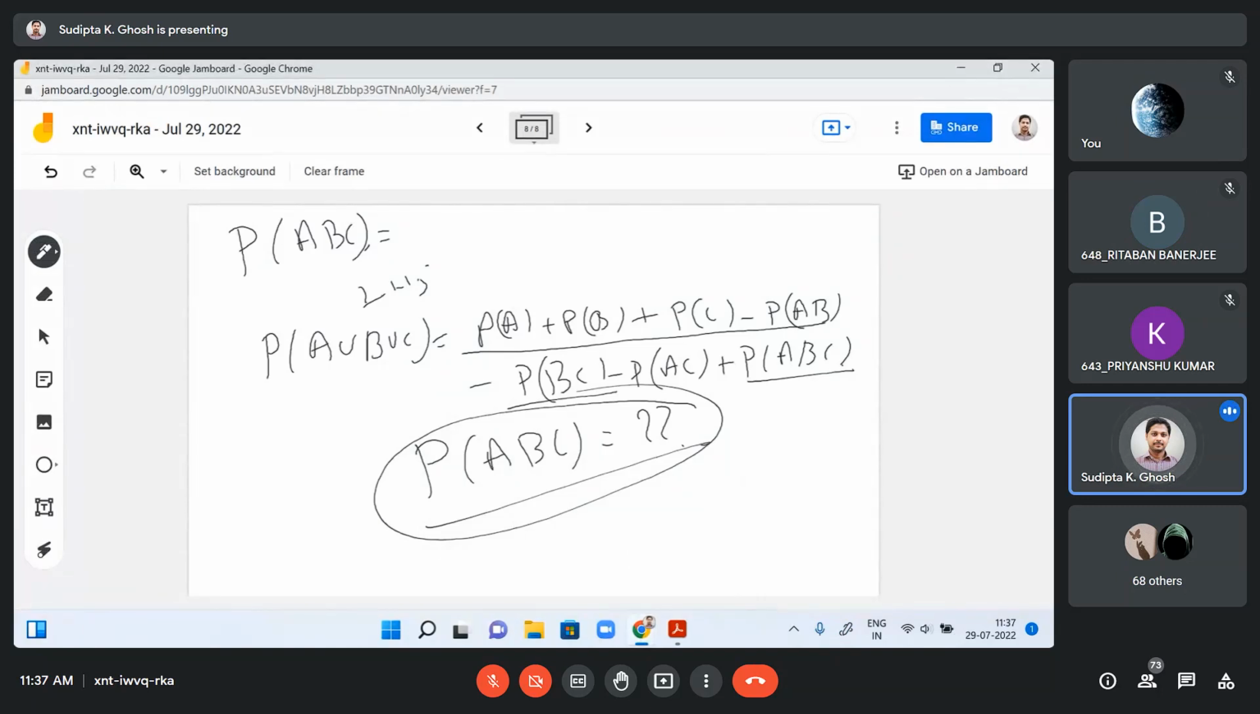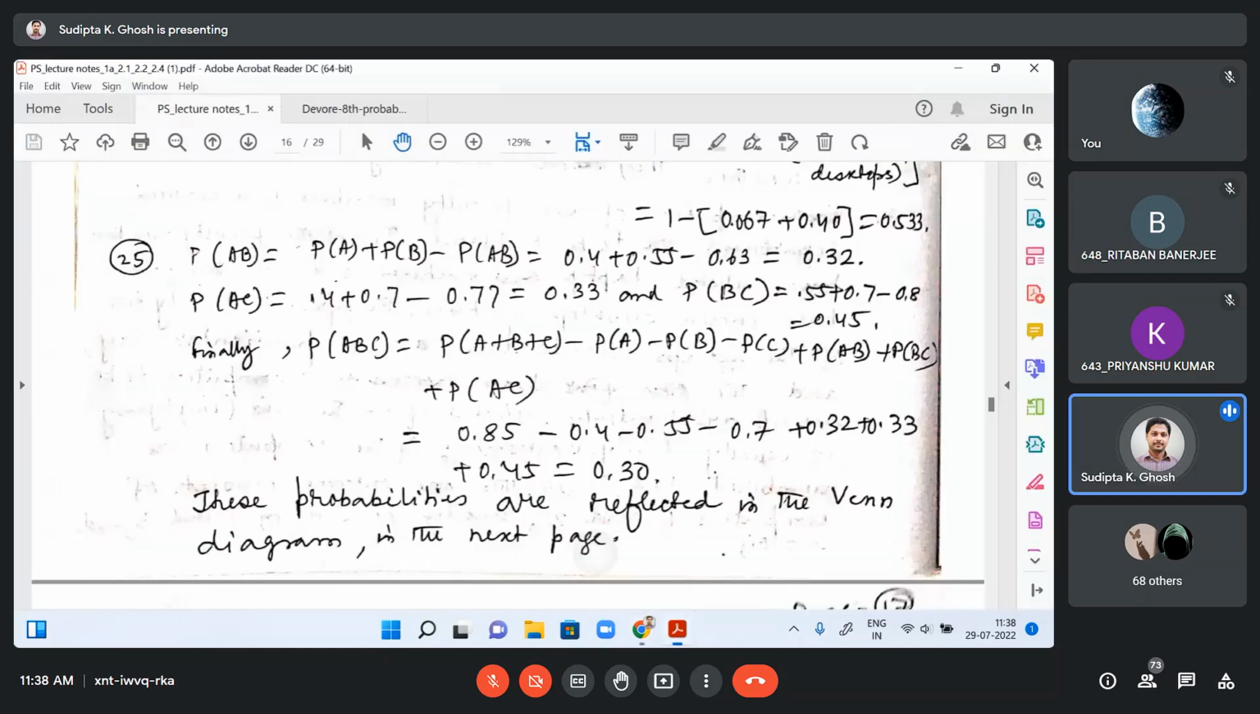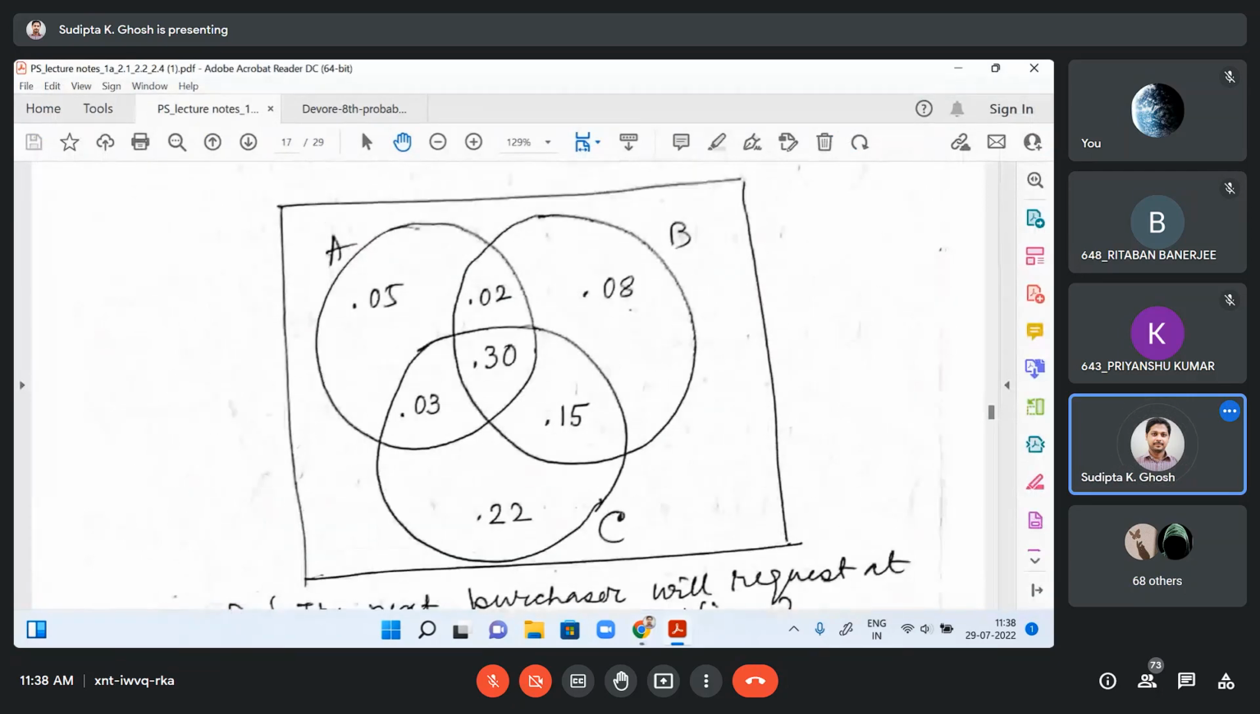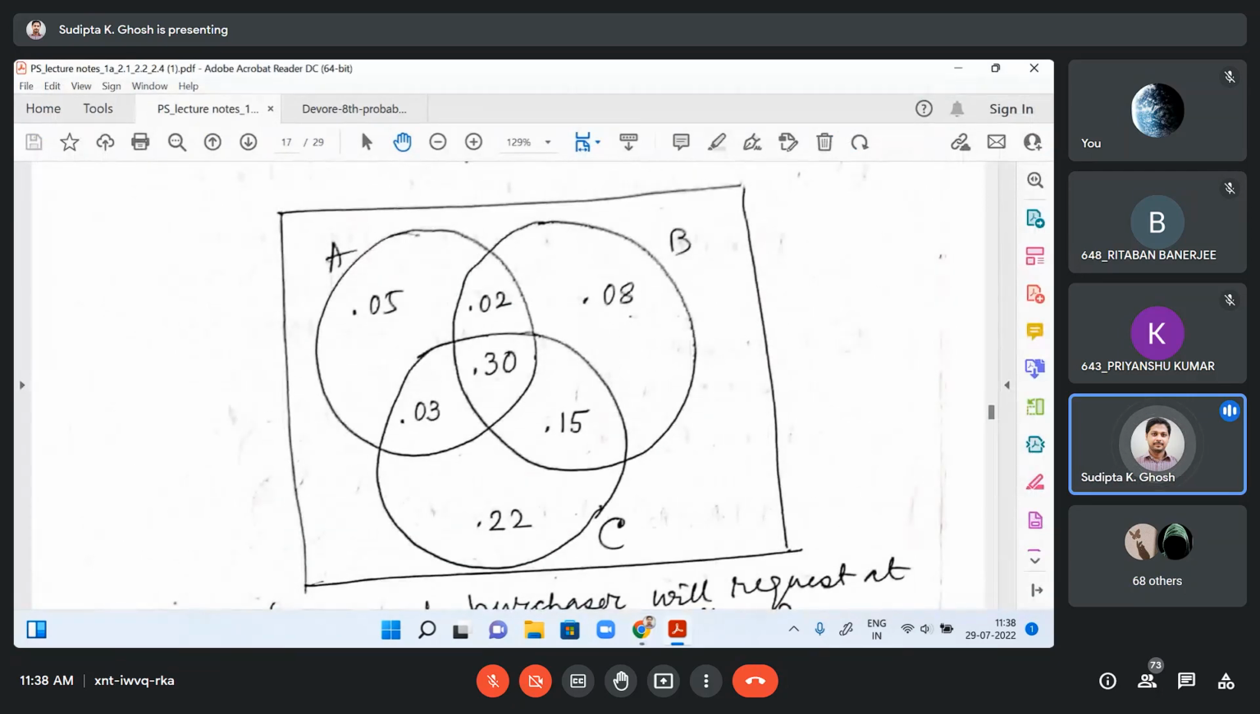So the probability of ABC, you can easily calculate from this point of view. Now they are asking some questions, and on that basis we are trying to find some data. That is the Venn diagram, how we are going to write these things: what is the intersection portion, the joint portion, what is the probability of A intersection B, what is the probability of A, what is the probability of B.